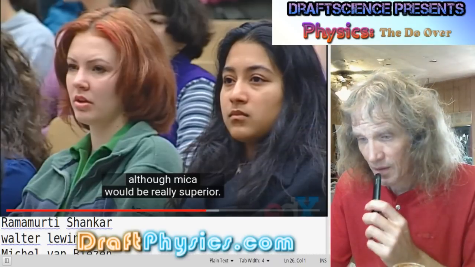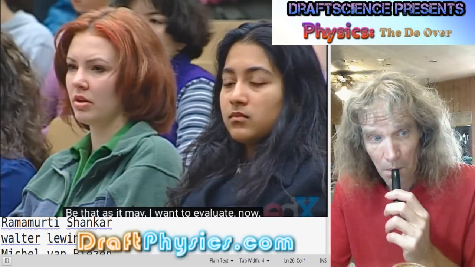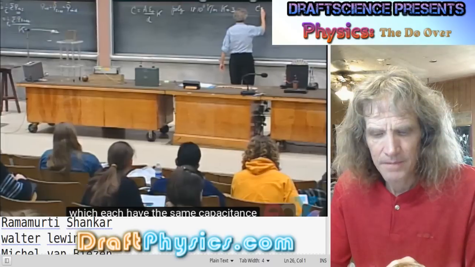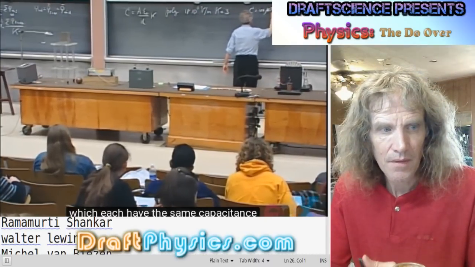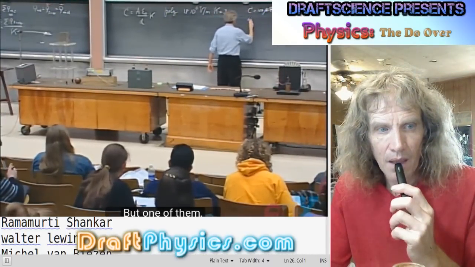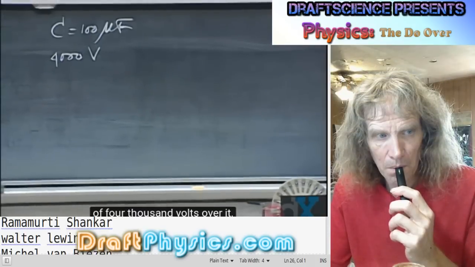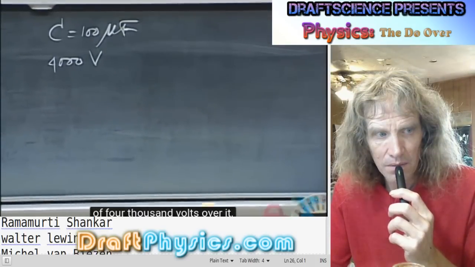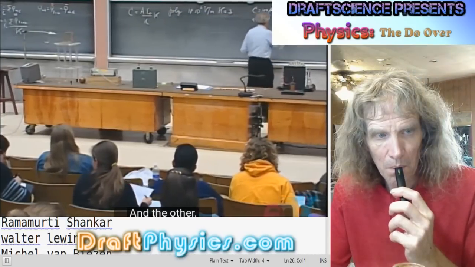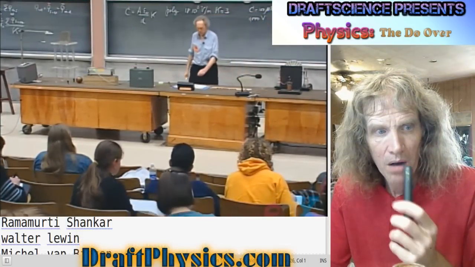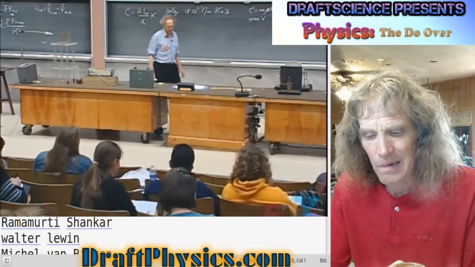Really superior. Be that as it may, I want to evaluate now with you 2 capacitors which each have the same capacitance of 100 microfarad. But one of them, the manufacturer says that you could put a maximum potential difference of 4,000 volts over it. That's this baby. And the other, I go to Radio Shack, and it says you cannot exceed the potential difference, not more than 40 volts.